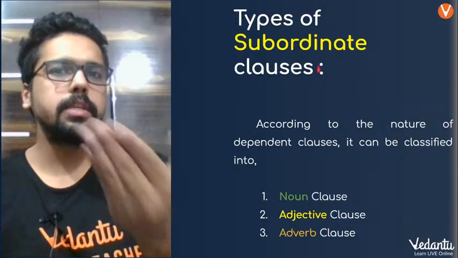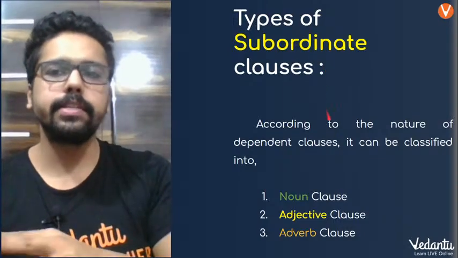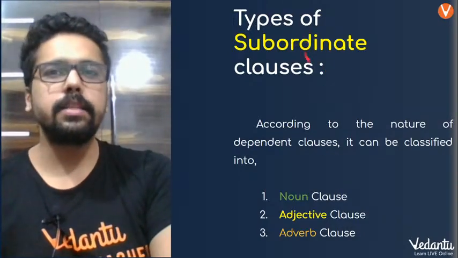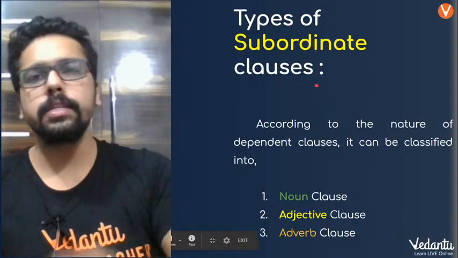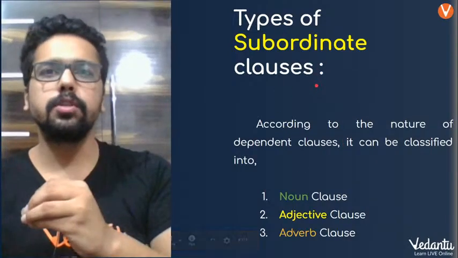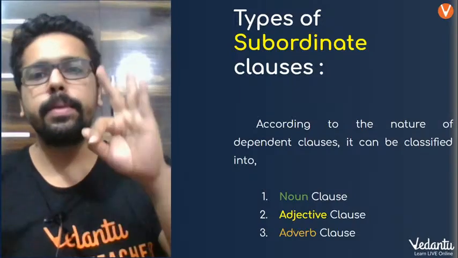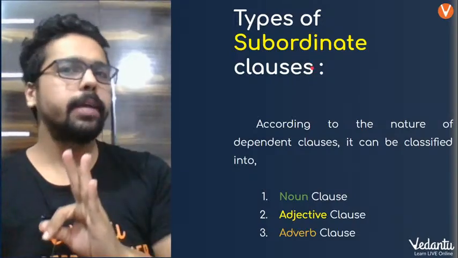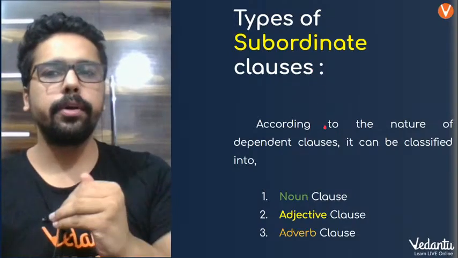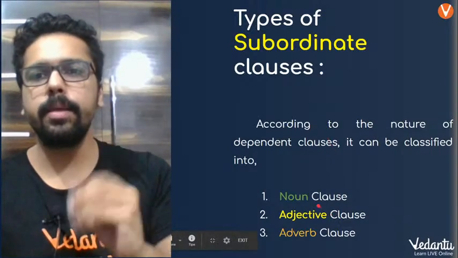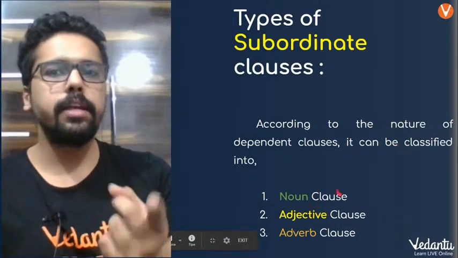Now look at the types of subordinate clauses. I'll just introduce these types to you and we will continue this in the second session. Look at this here. There are three types of subordinate clause. Main clause does not have any types. When we say main clause, it is just main clause. There are no subtypes to main clause. But there are three important subtypes to subordinate clause, under dependent clauses. According to their nature, they are classified.